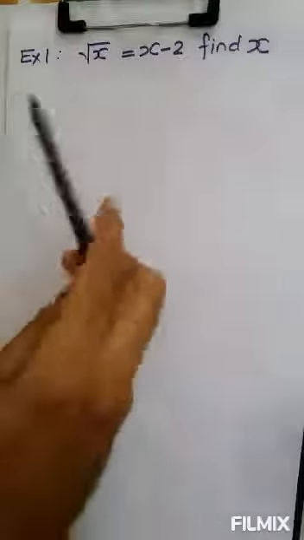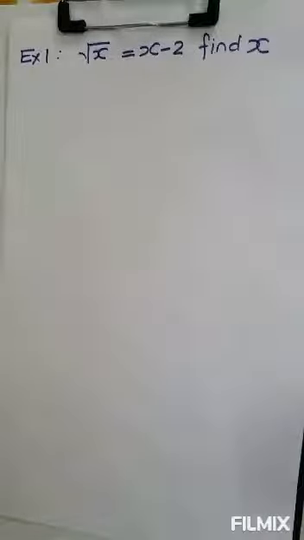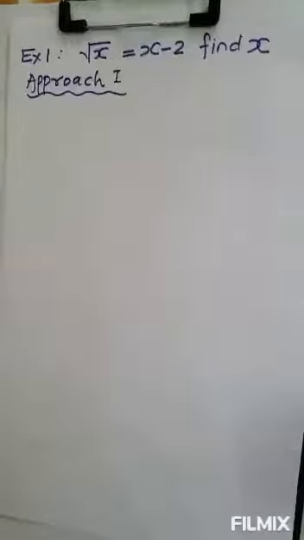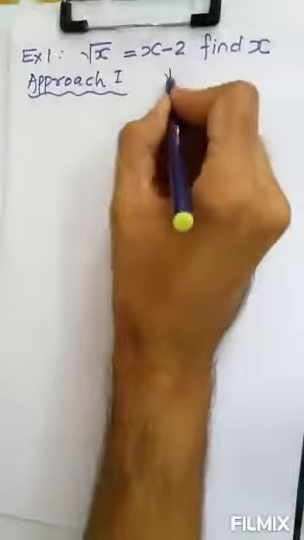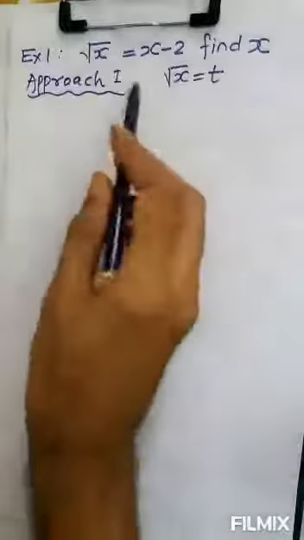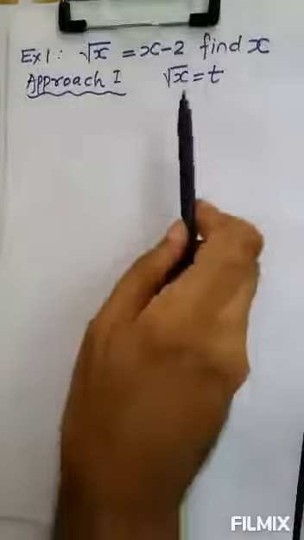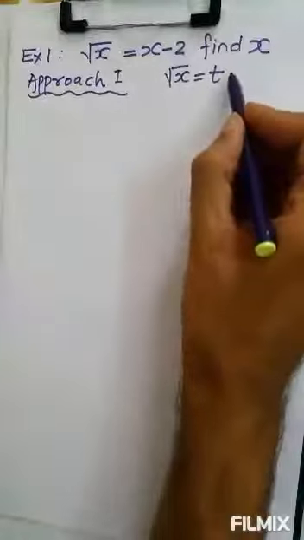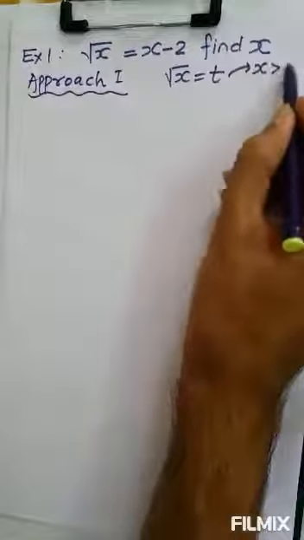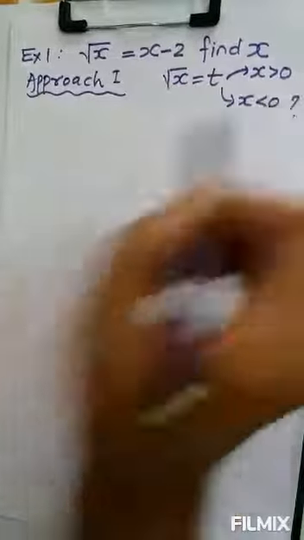Let's take an example. Root x equals x minus 2. We have to find x. How will we approach this? The first approach that comes to our mind is to put root x equals t, and you will get a quadratic in t, and we have to solve for x. If we are assuming root x as t, what is x? Is x positive or x negative, or both?